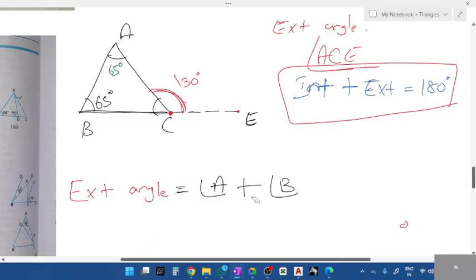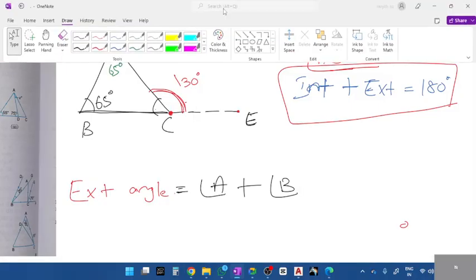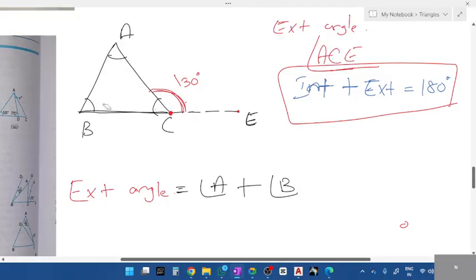See, it should be some students, not exactly equal. Okay, exterior should be just the sum. Let me erase it like this. They'll give you a question: 35 degrees, 55 degrees. Find the value of exterior angle ACE.